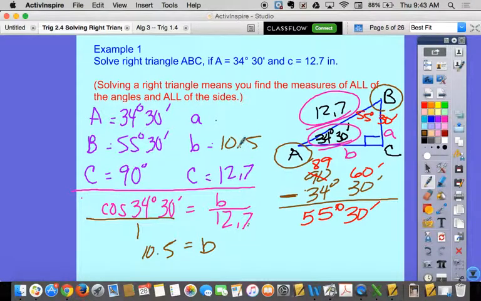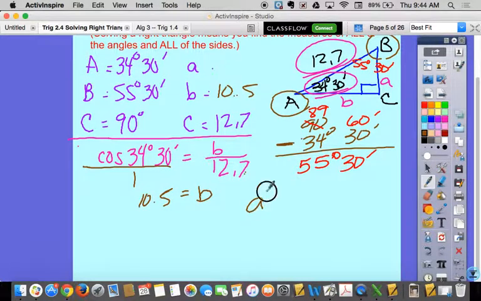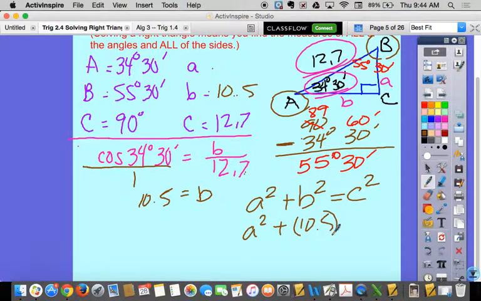Okay. Now you have a choice. Totally up to you guys. You can be like the trig master and knock the next one out with trig. Or you can go sneaky: Pythagorean theorem. Which way do you want to do it? Pythagorean theorem. That's the way most people want to do it. So, come in here, you've got a squared plus b squared equals c squared. We all know a squared. So 10.5, 12.7.